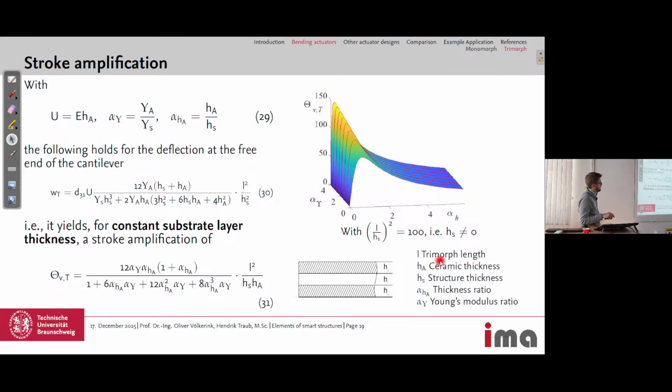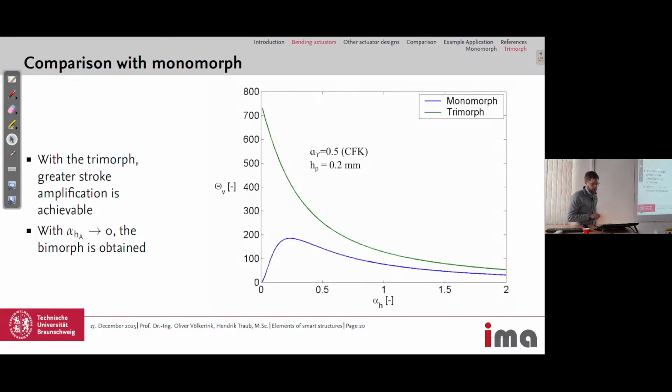And we excluded here the bimorph. The bimorph would be when the structural layer is 0, then you just have the actuating layers. So if we compare the stroke amplification of the monomorph and the trimorph with respect to the ratio of the thicknesses of the actuator layer and the structural layer, we can see that we can achieve far higher stroke amplifications than with the monomorph.